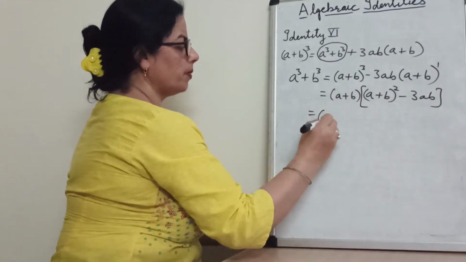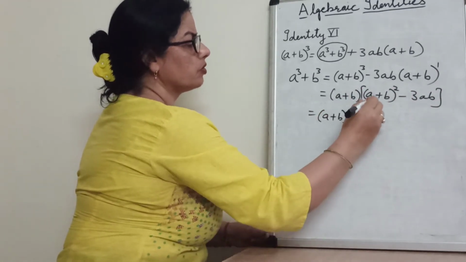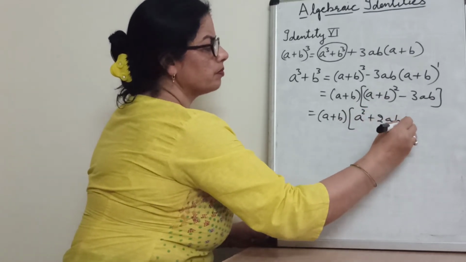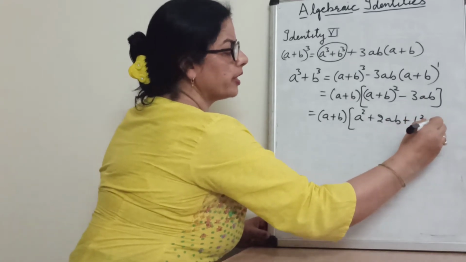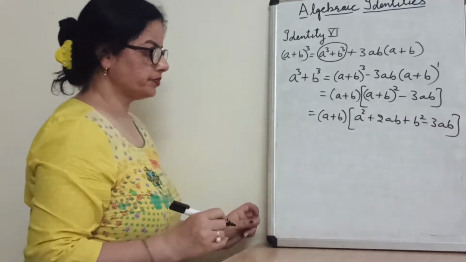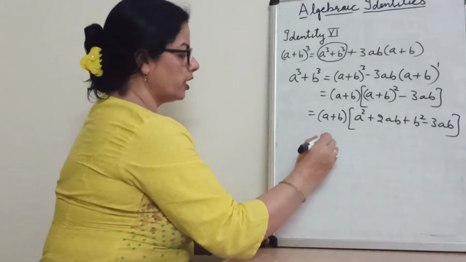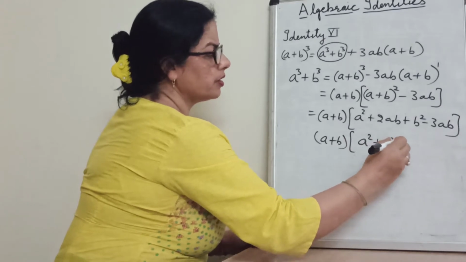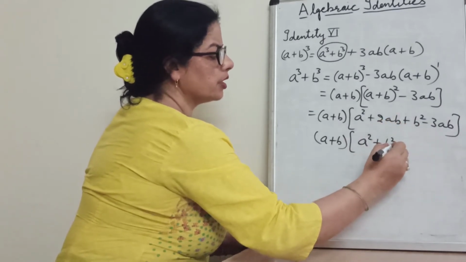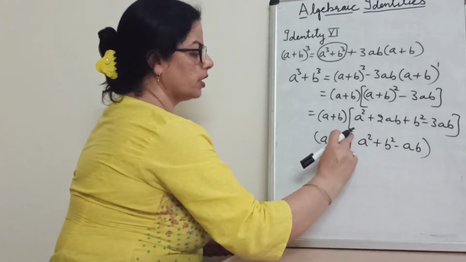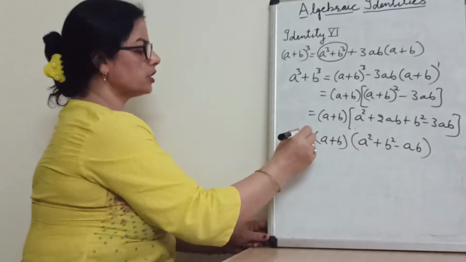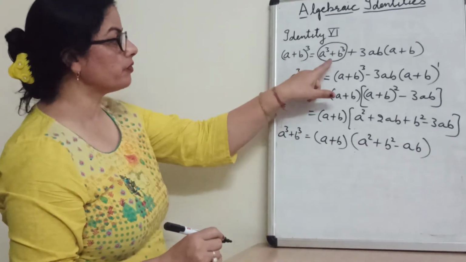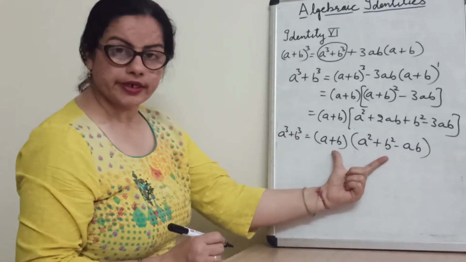And now a + b, what will be (a + b)^2? a^2 + 2ab + b^2, and this minus 3ab as it is. So (a + b)(a^2 + b^2, 2ab minus 3ab means minus ab). We can write in this way. So this is the value of a^3 + b^3, which I have taken from here. So this we can use as an identity also.